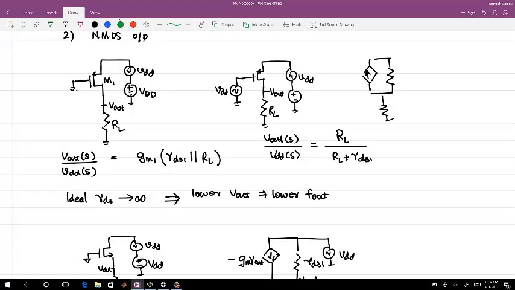For PMOS common source, right. So we are saying NMOS input amplifier tightly couples the VDD noise to the output of the amplifier, right? If we are using a PMOS output stage, that becomes the second case here, not the first one. So then it becomes a resistive divider. So you have a gain less than 1, right?